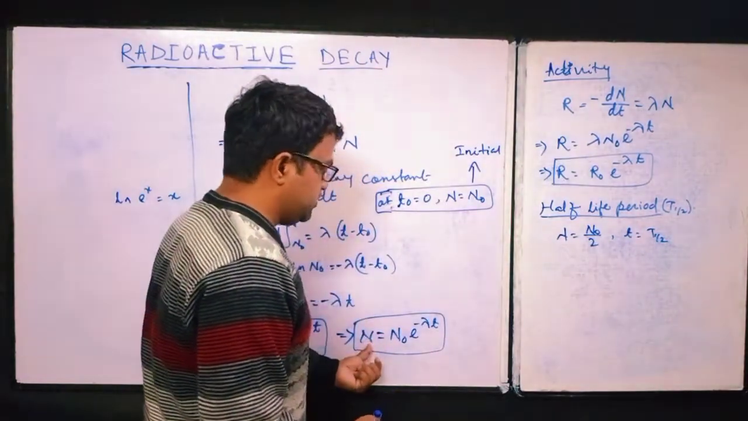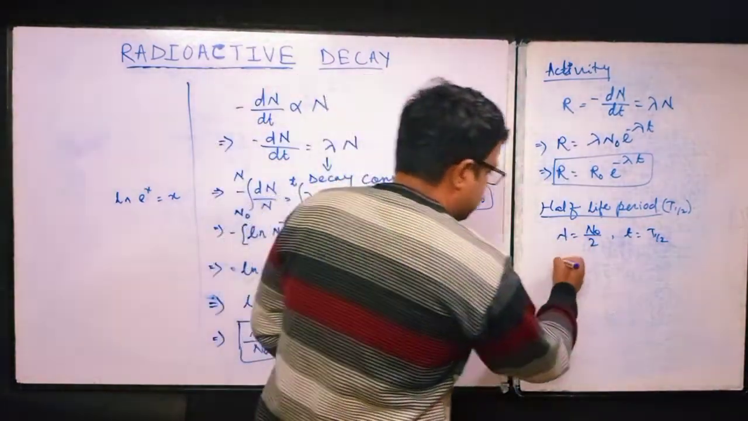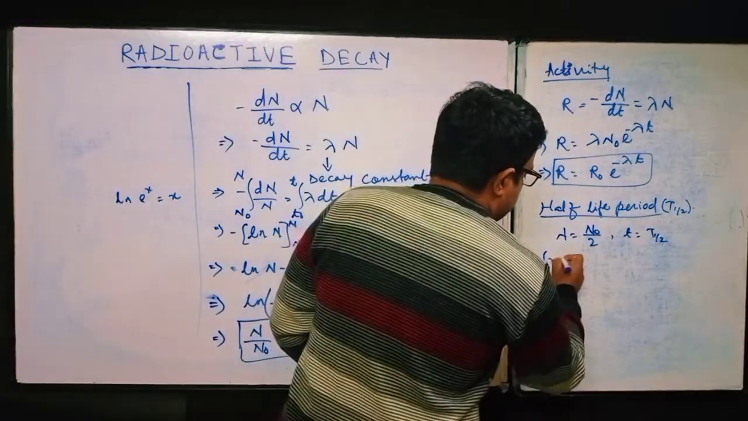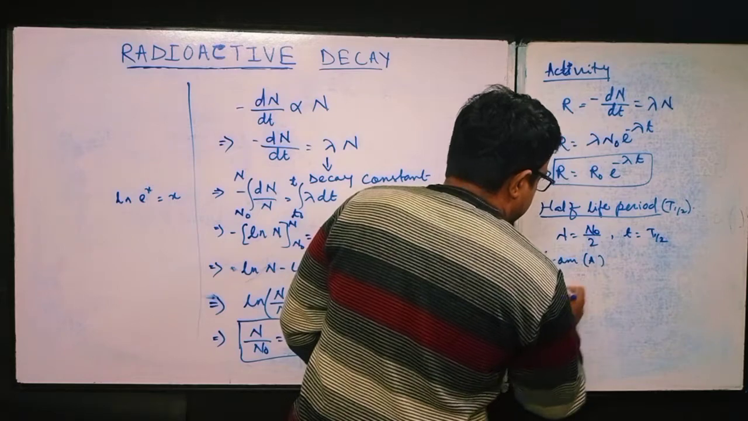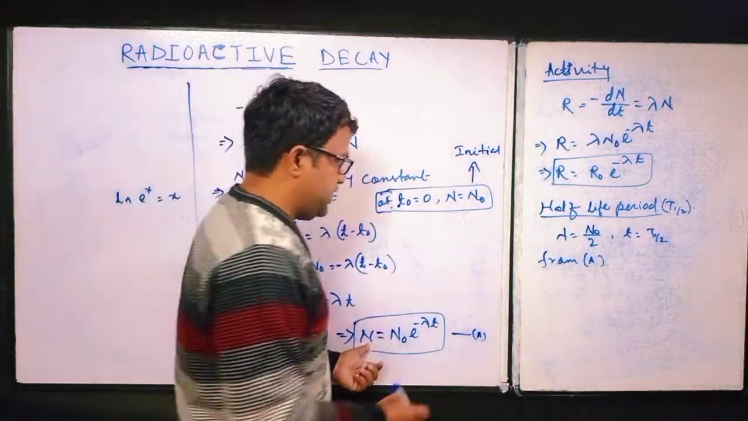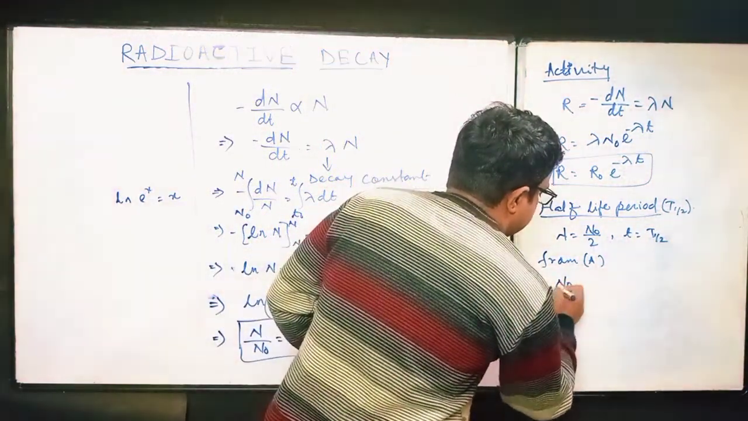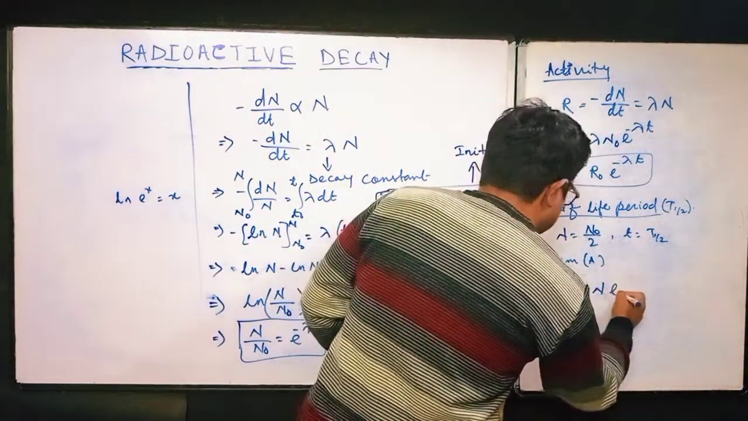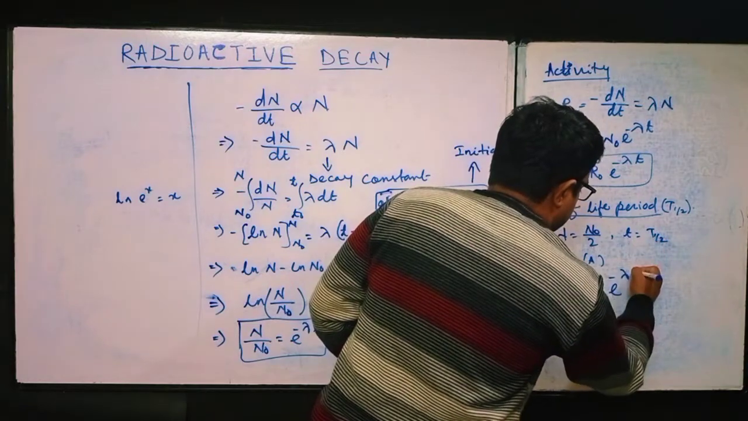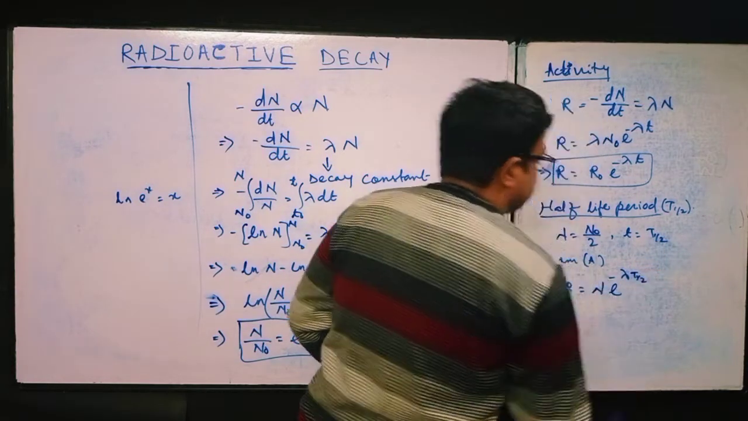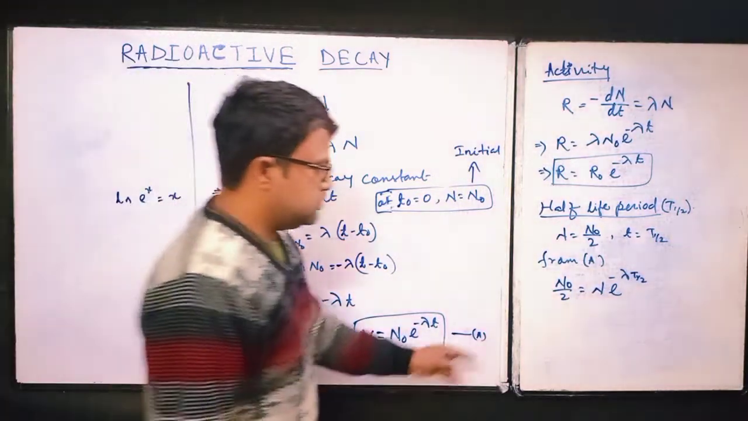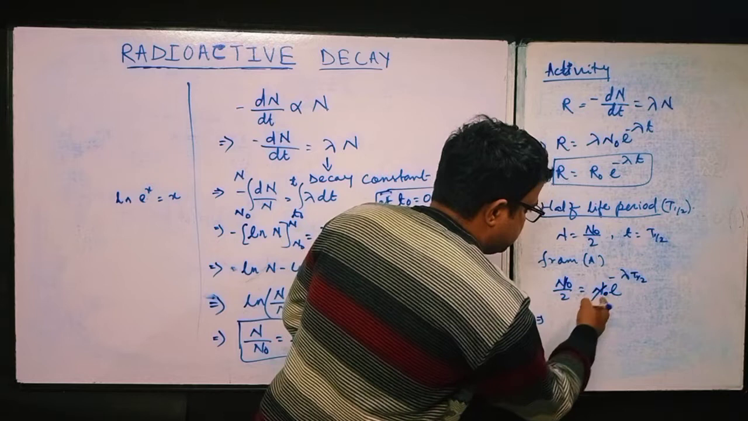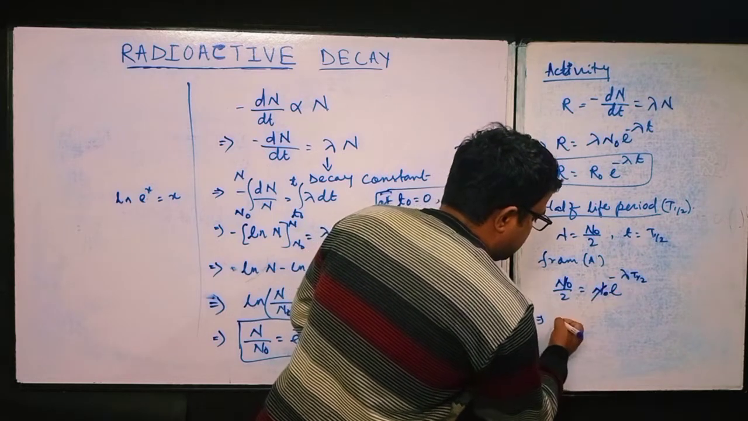So in this equation, if I use N equal to N0 by 2, let's say this is equation A. So from equation A, we can write N0 upon 2 equal to N0 e to the power minus lambda t, where I replace t with t half. Fine, so N0 cancels out.